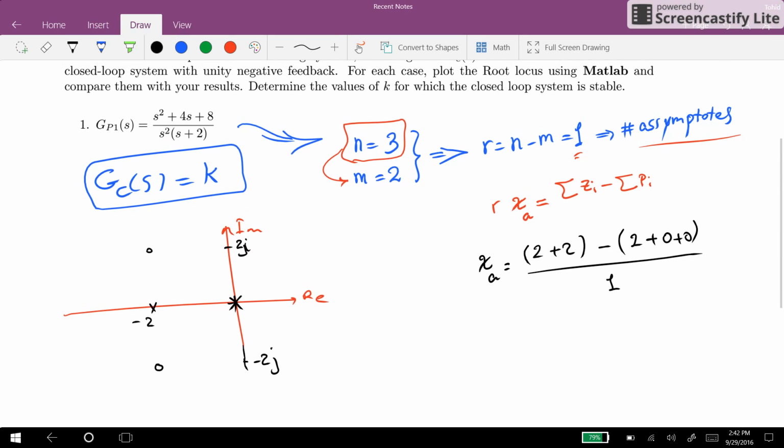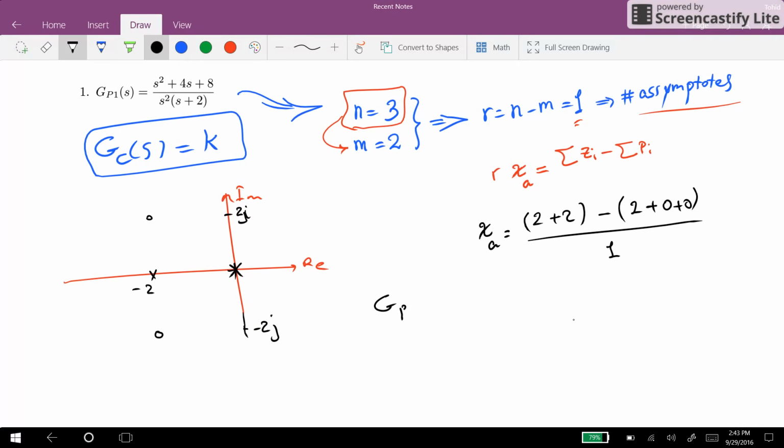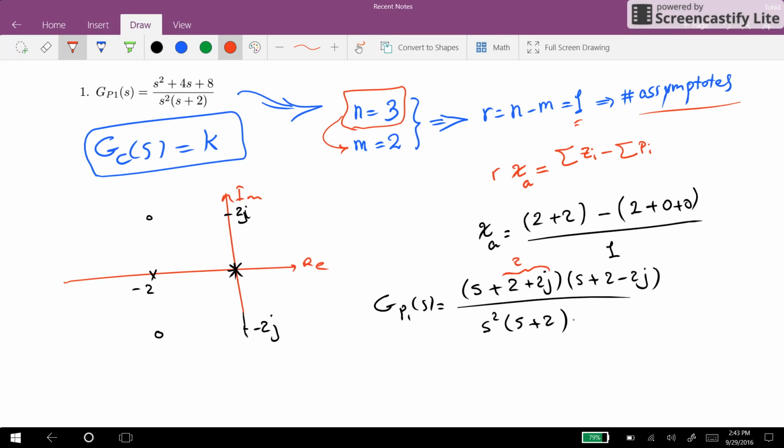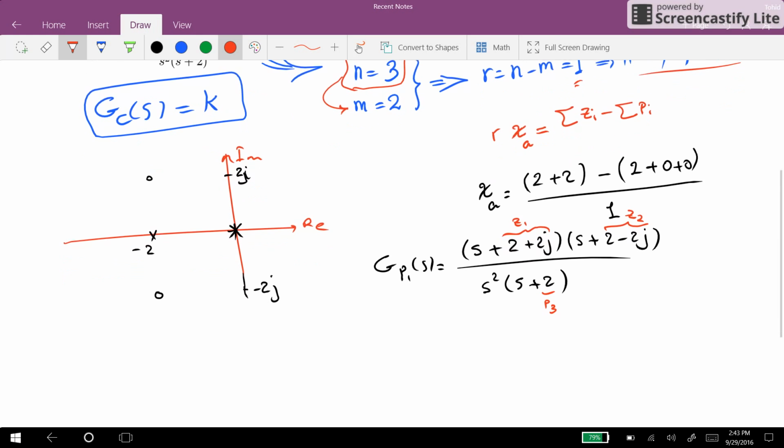Or in other terms, we can write the transfer function in this way. gp1 of s could be rewritten in this format: s squared times (s plus 2) as the denominator, and in the numerator we can write (s plus 2 plus 2j) times (s plus 2 minus 2j). So here we have z1, we have z2, p1, p2, and here we have p3. Therefore, we will have xa equal to (-4 minus (-2)) over 1, which will be equal to -2.